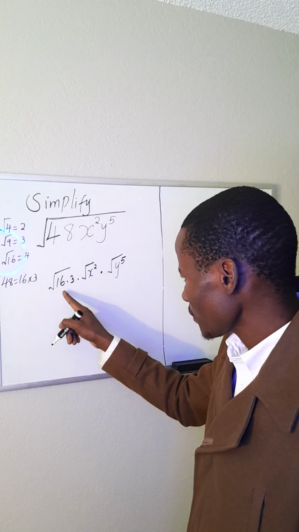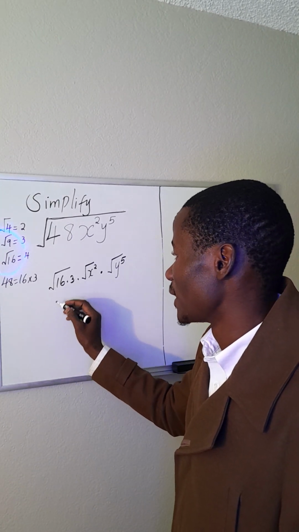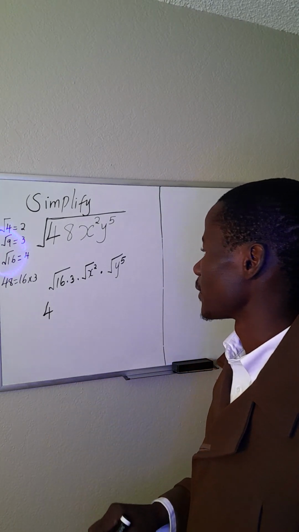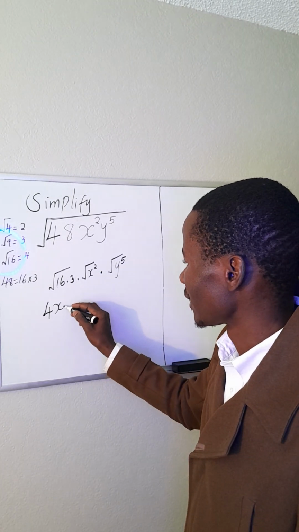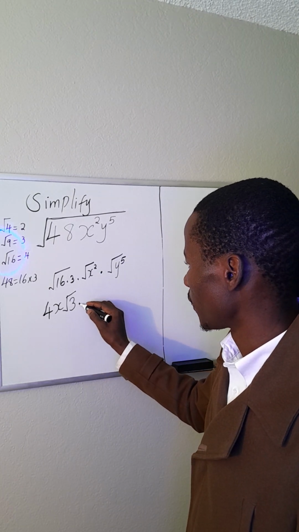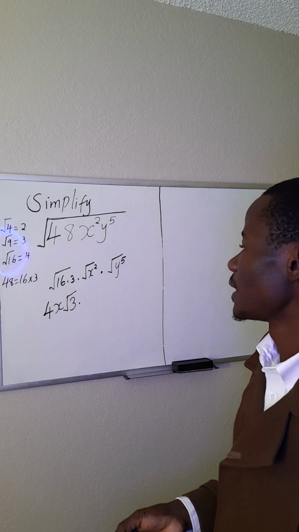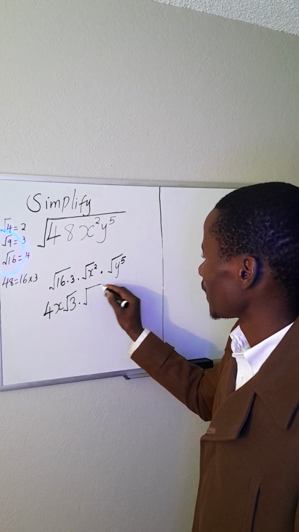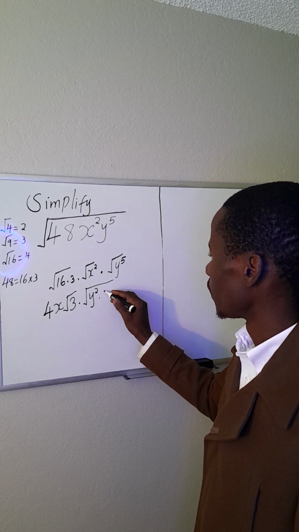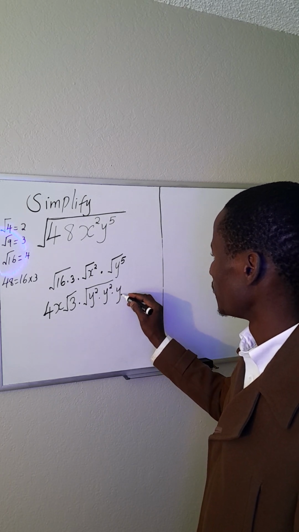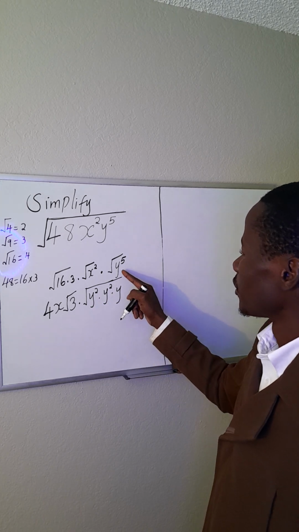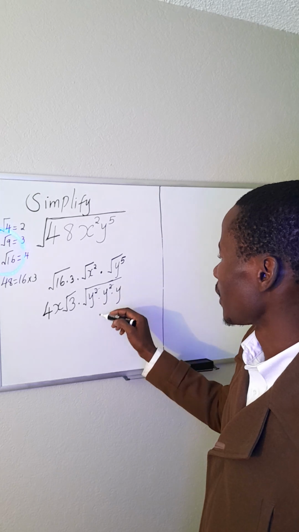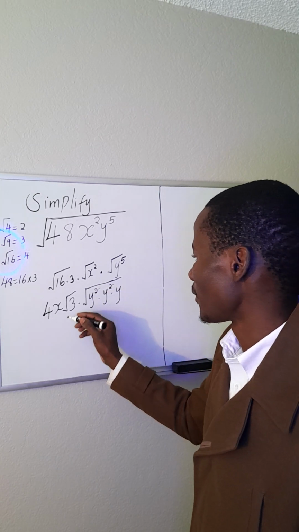Therefore, here, 16 is a perfect square. The square root of 16 is what? It is 4. Therefore, we write 4. The square root of x squared is x. Root of 3, because 3 doesn't have a square root, so the square root of 3 will remain. Then we split this one as y squared times y squared times y. So this is how we can write y raised to the power 5, meaning we can now get the square root of these two and move them out, but this one will remain.